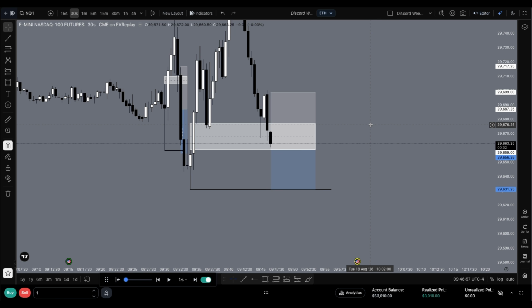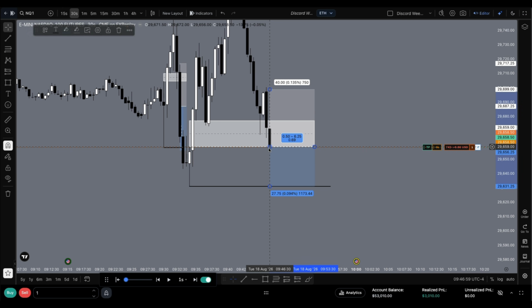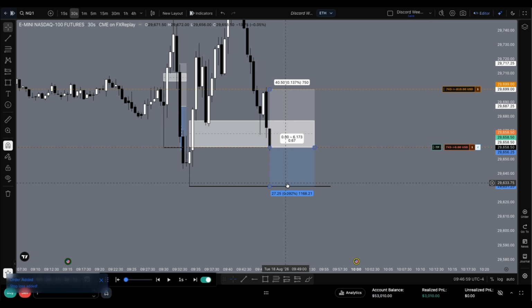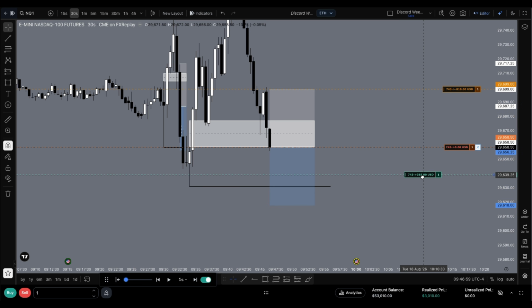So 6 seconds, 3 seconds. Okay, I mean, we inverse it perfectly anyway, so that's a W for us. Our entries here. Stop loss is 40 points. TP at a 1-to-1. Here. Bang.